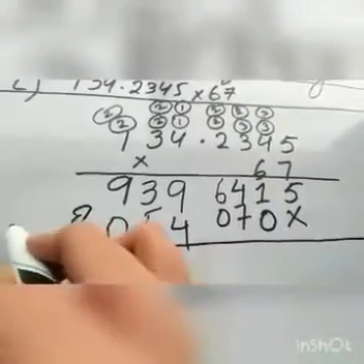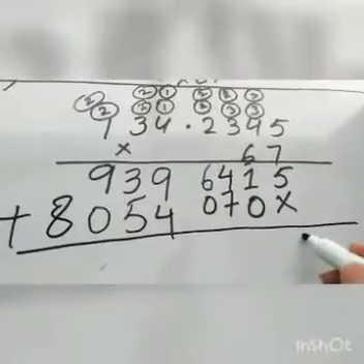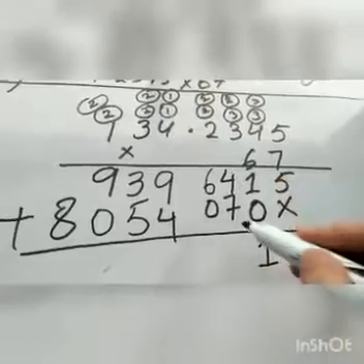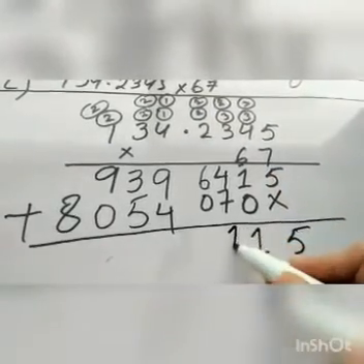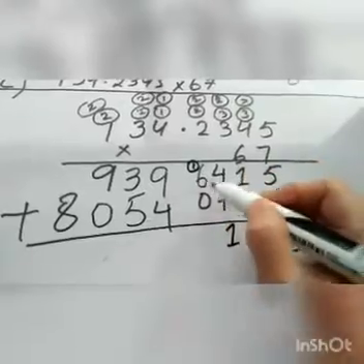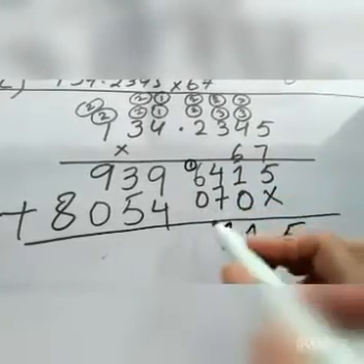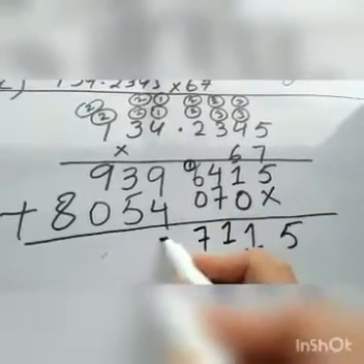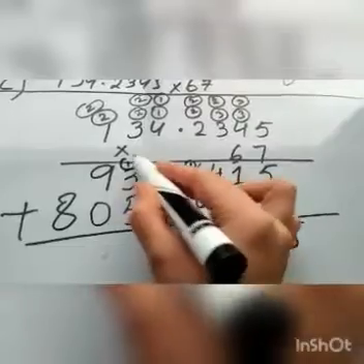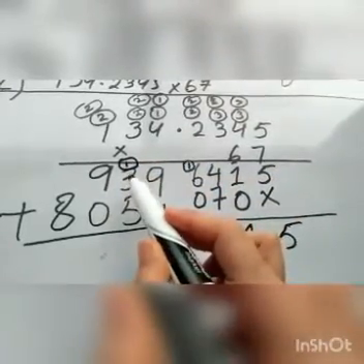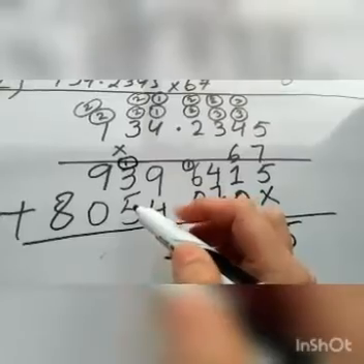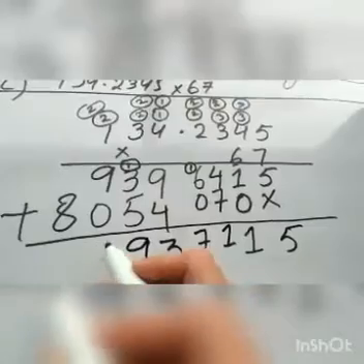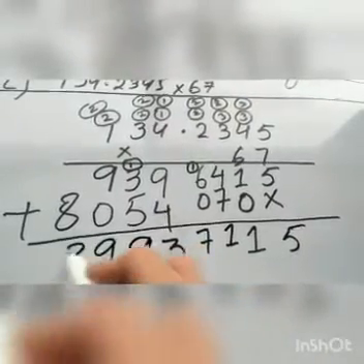Now we need to add together. 5 plus 0 is equal to 5. 1 plus 0 is equal to 1. 4 plus 7, 1 carry over the next. 6 plus 1 is equal to 7 plus 0 is equal to 7. 9 plus 4 is equal to 13. 1 carry over the next. 4 plus 3 plus 1 is equal to 4 and 4 plus 5 is equal to 9. 9 plus 0 is equal to 9 and 8.